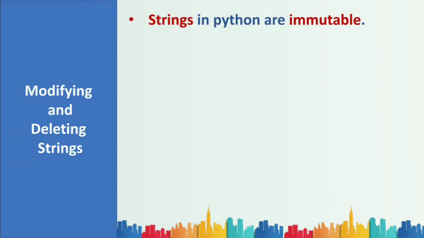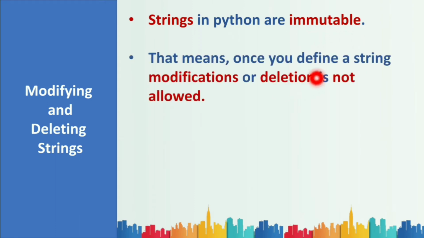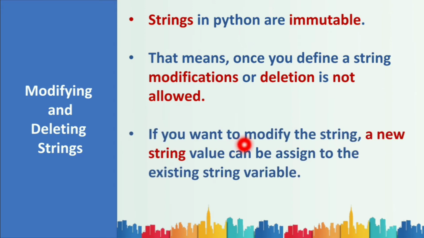So we know that strings in Python are immutable. Immutable means once you define a string, modification or deletion are both not allowed at all. That is called immutable. So once you assign a string to a variable, it is fixed, it will be constant. You cannot make any changes. In case you want to modify the string, what can we do? You have to enter a new string for the same existing variable. So the old string will be erased completely and a new string will be written. So this is the way to modify a string.